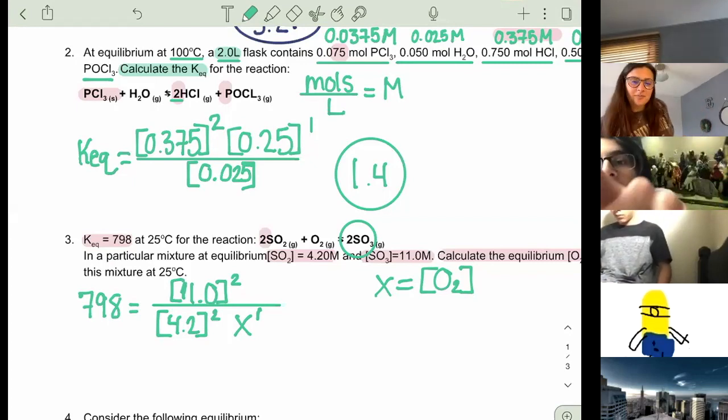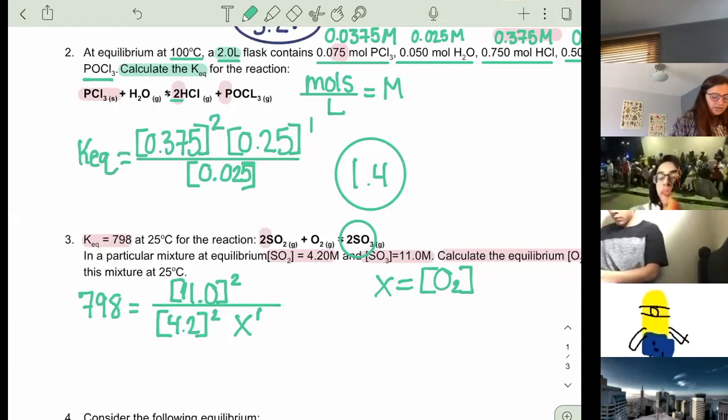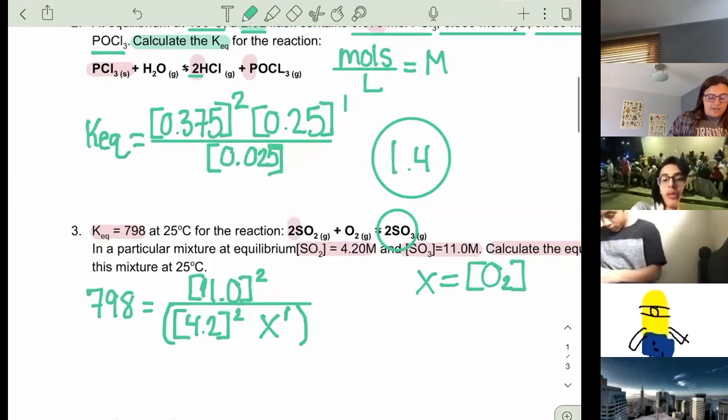Together? Okay. So, what we do for this, we need to get x by itself. In order to get x by itself, it is on the bottom. I need to get it on the other side, because I need to be able to get it by itself. So currently our 11 squared is divided by 4.2 squared x.